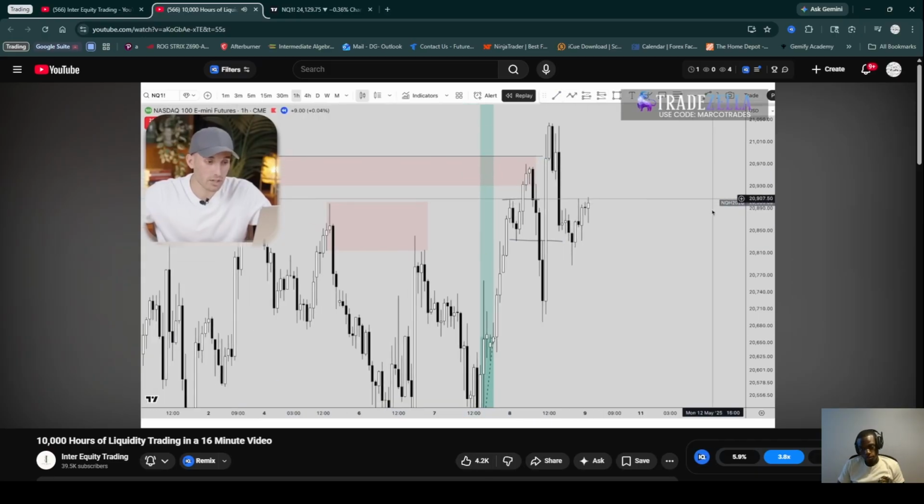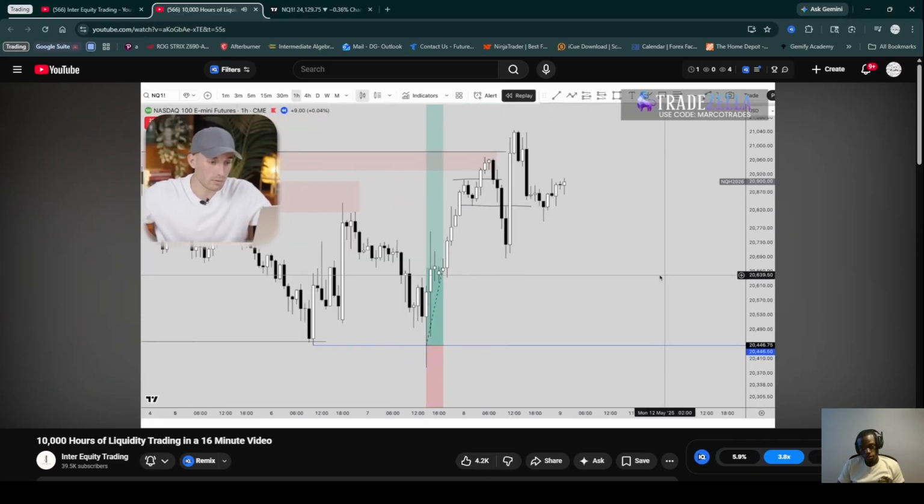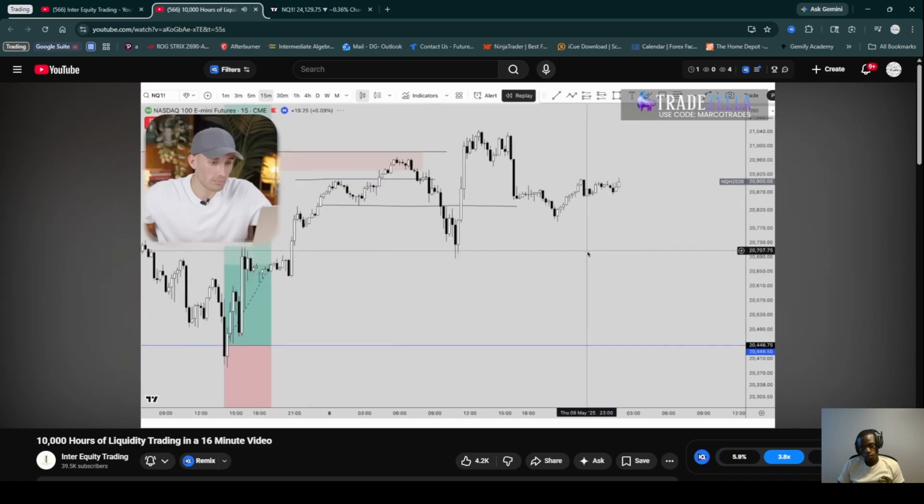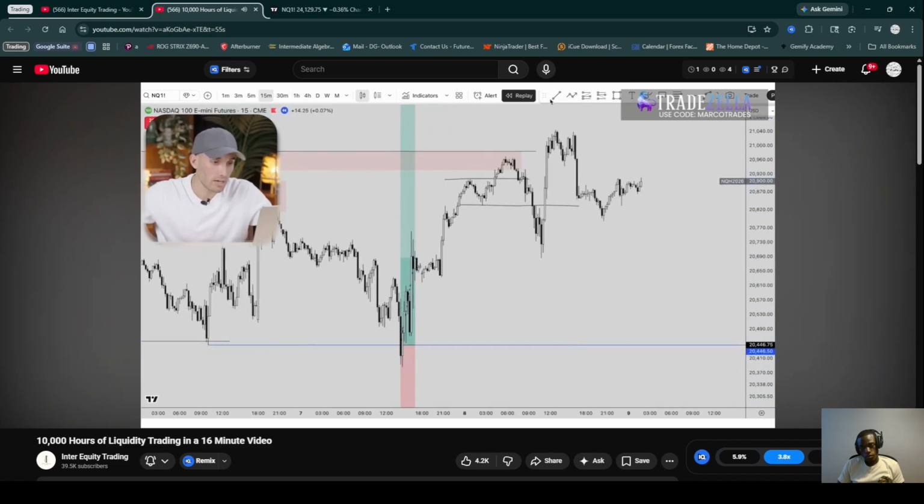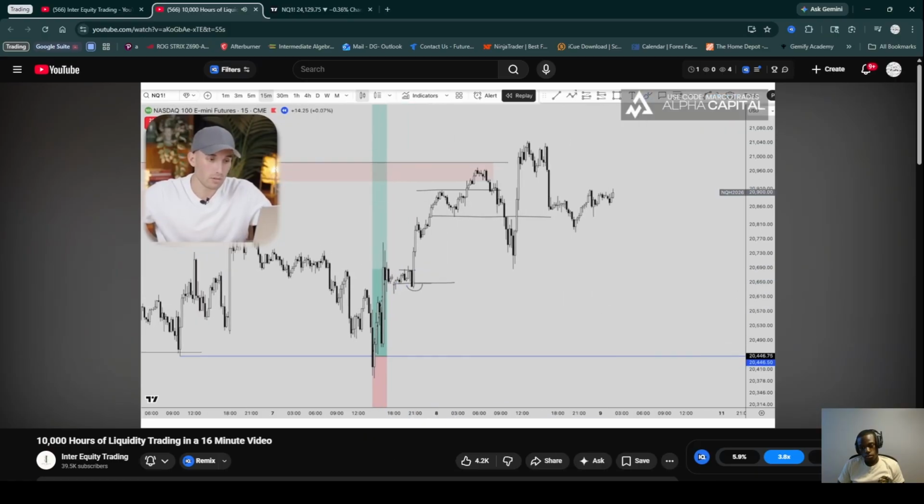Okay, I hope you guys are starting to see this on your own now. And what do we have right below? Go to the 15 minute to kind of open this up a little more for you guys. We have another liquidity block right here. Price takes out this high, and then price takes out this low, boom, LB. So we can take our entry.